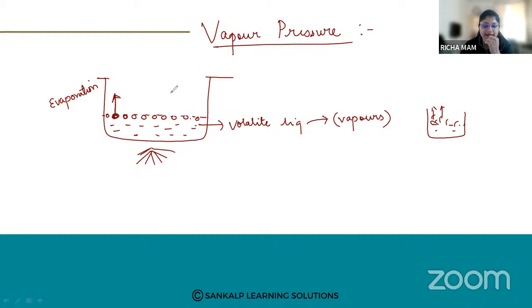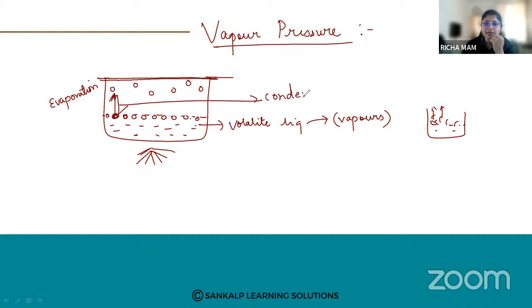Now, this is a closed vessel. It will start to evaporate and form vapors. At the same time, as it is a closed vessel, what will happen? These vapors will condense back.